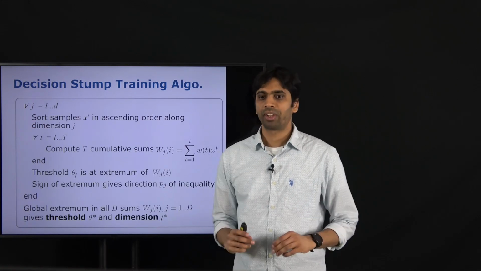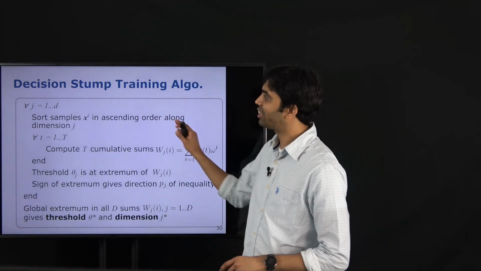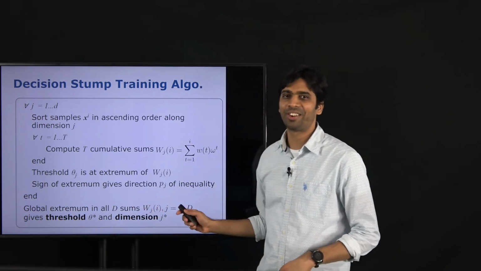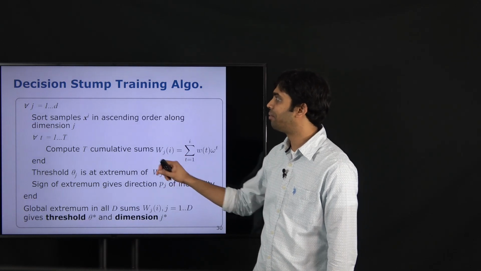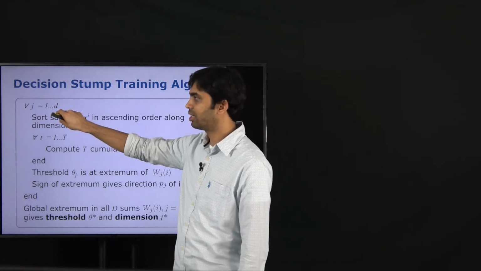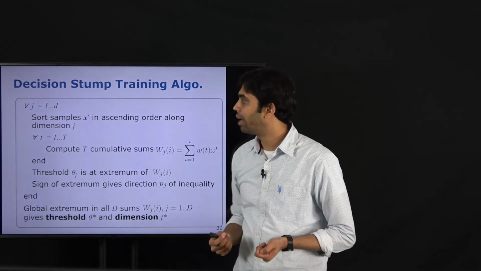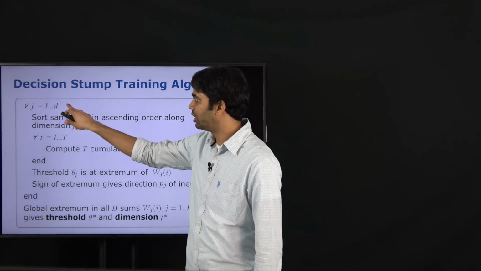Right. So if you were not happy with the graphical representation, this is an algorithmic representation of what we saw in this slide. And essentially what it says is the same. So you have j dimensions of your input feature space. You loop over each of those dimensions.